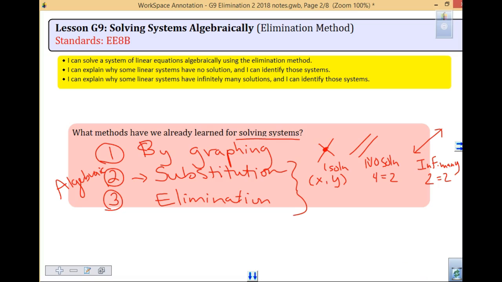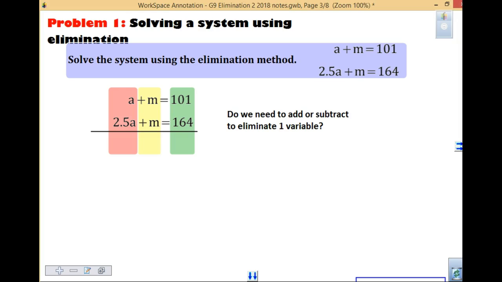Like I said, next week we're going to have a quiz. The quiz will have you doing 2 graphing, 2 substitution, 2 elimination. So this one says we want to solve by elimination. Looking at the original problem, which variable do you think will be easiest to eliminate, A or M? M's have the same number in front, they both have 1s. This one has 1 and 2.5.